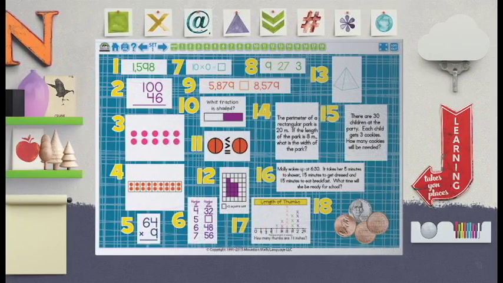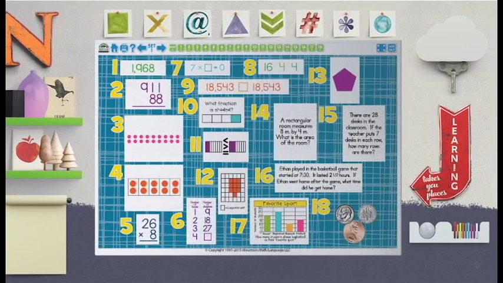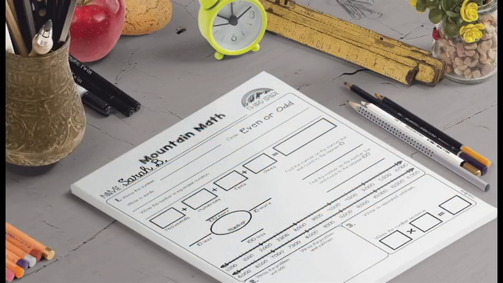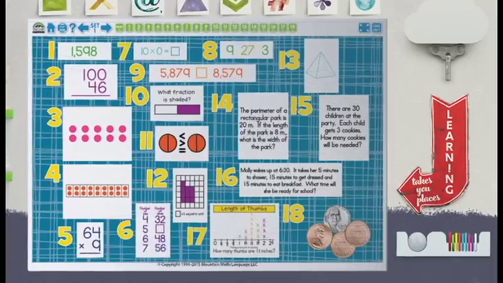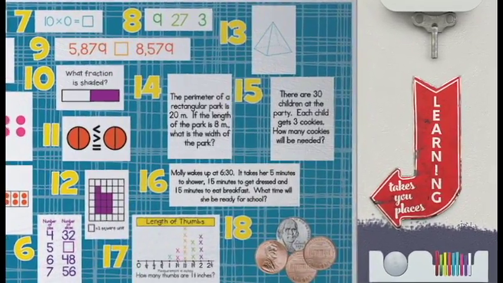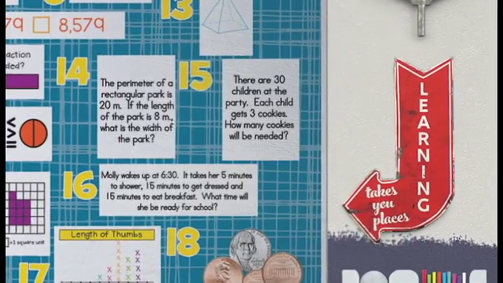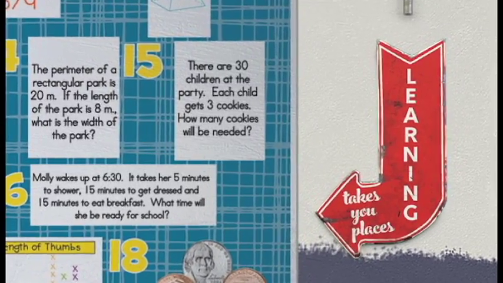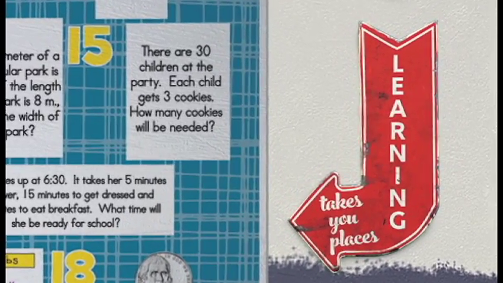Next week, Miss Nancy will change the problems on the board, and I will use the same questions with the new problem. Using Mountain Math as a warm-up each day for 10 to 15 minutes helps me master the concepts. And I think I'm pretty good at math.